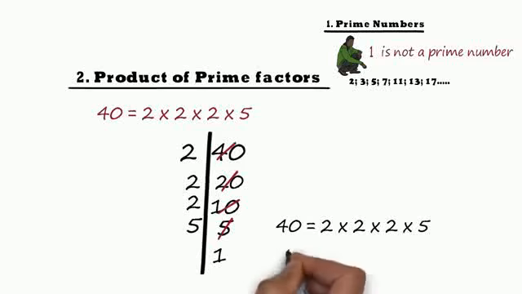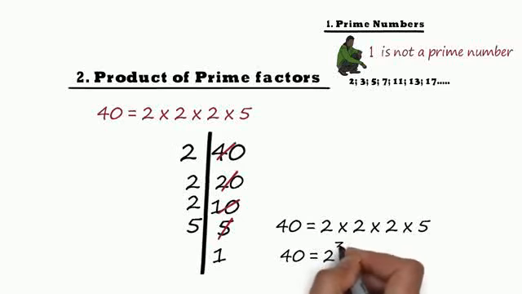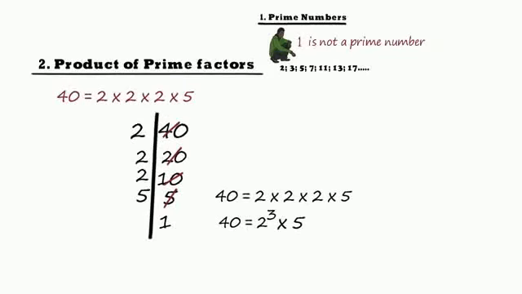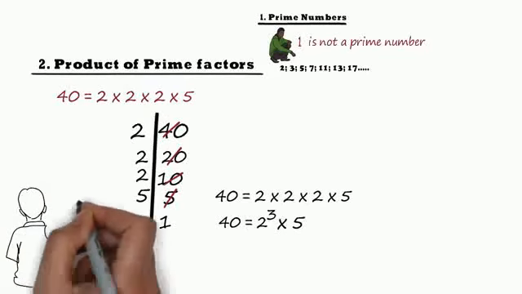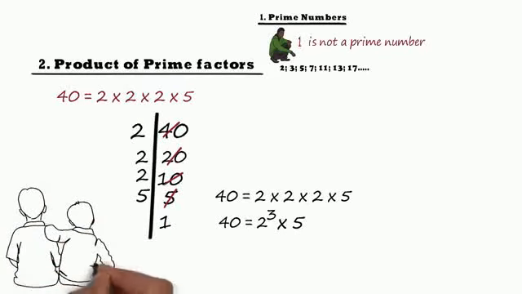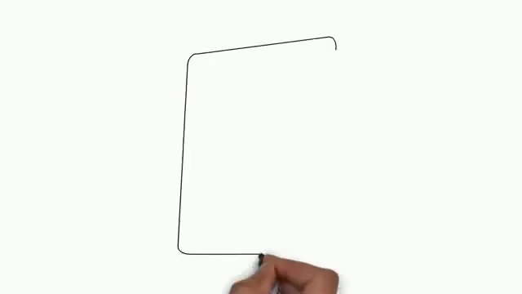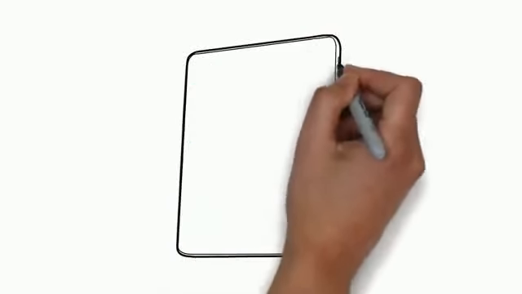Or we can write the expression in the form of indices. That's 2. We have 3 2's there, so it's 2 to the power 3 times 5. So this is how you express 40 as a product of prime factors. Since we now know what the prime number is, right? We're a good group, and we're moving in the right direction. So this is what we have when it comes to prime numbers and products of prime factors.